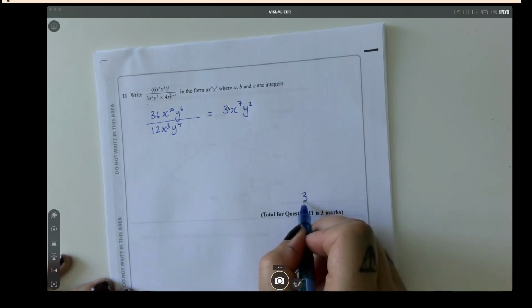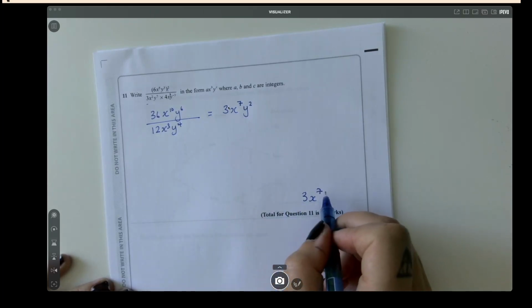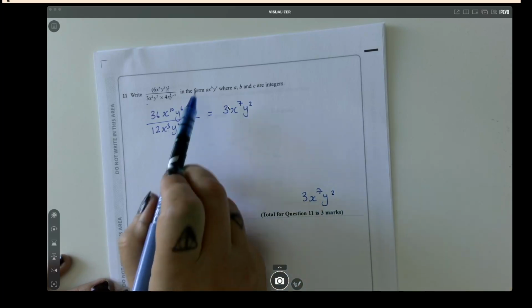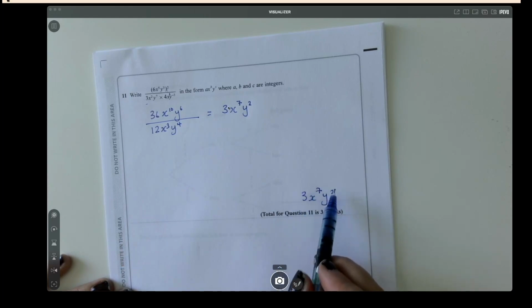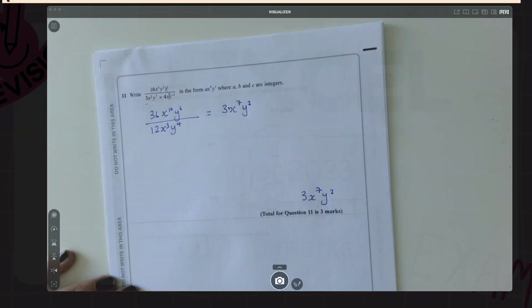And then that's our expression simplified. And A is 3, B is 7 and C is 2. All of them are integers, all of them are whole numbers.